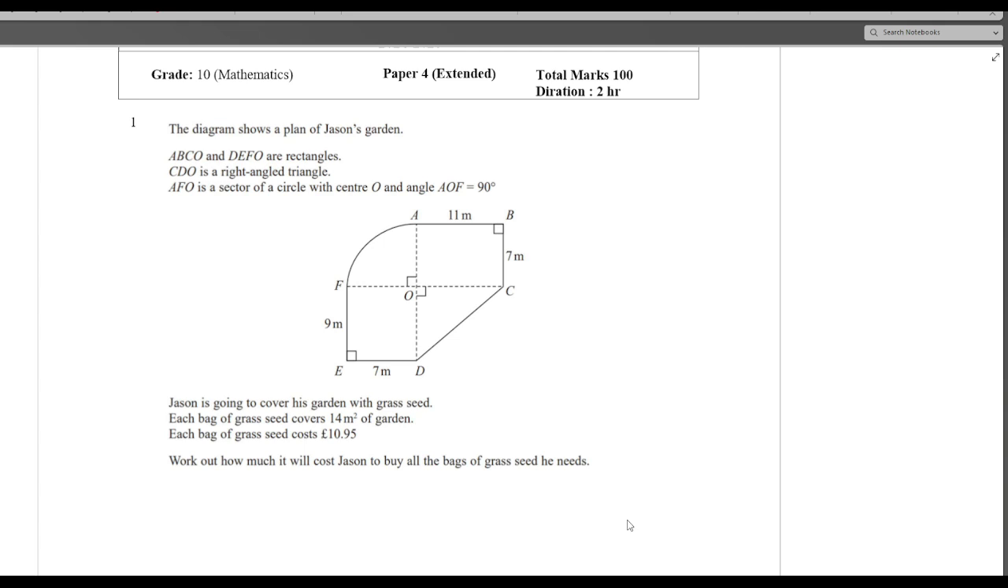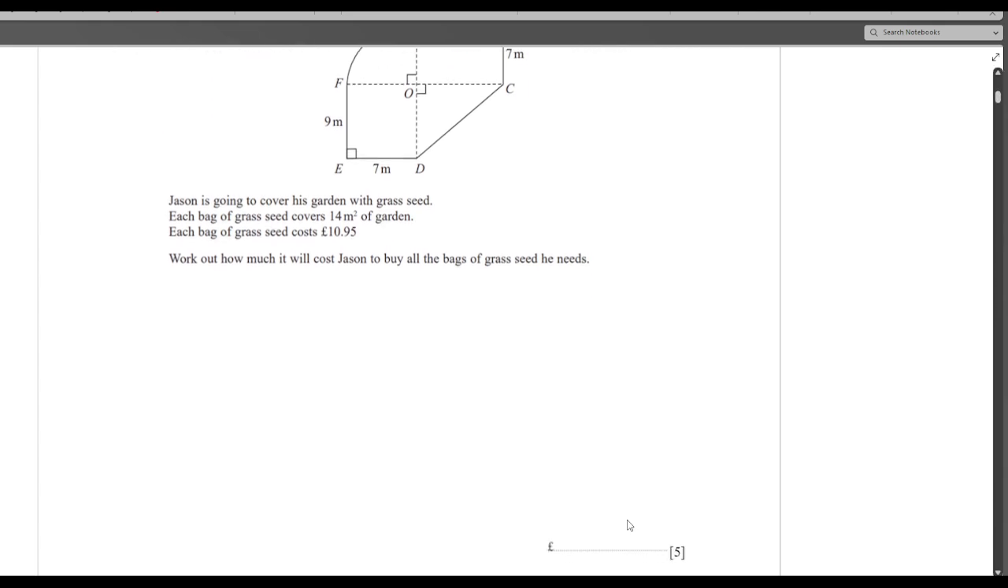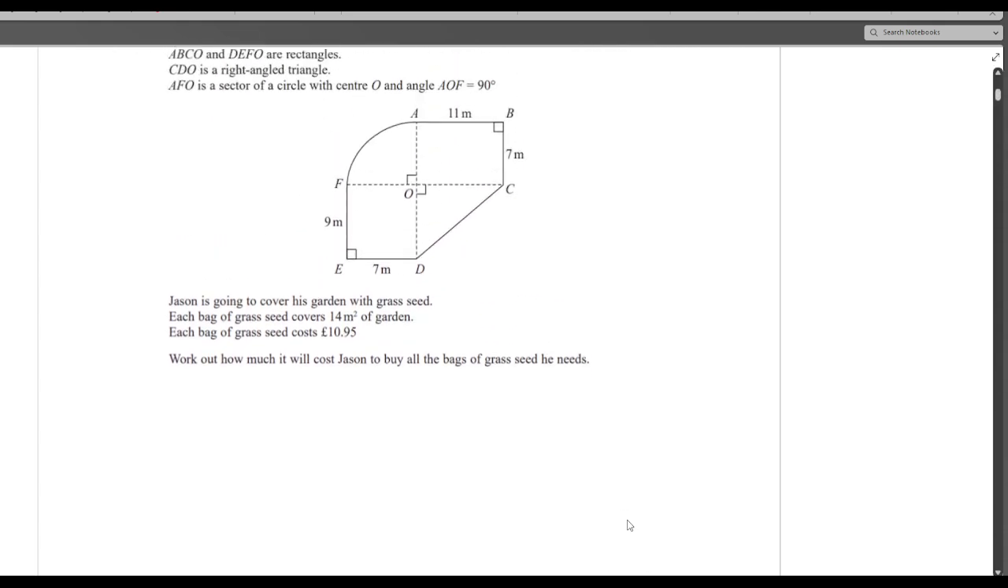Now, a few more pieces of information. Jason is going to cover his garden with the grass seeds. Each bag of the grass seeds covers 14 meters square of the garden. Each bag of the grass seed costs 10.95. Okay, so one bag covers 14 meters square and the cost of one bag is 10.95. Now I have to find out how much it will cost Jason to buy all the bags of the grass seed he needs. So the total amount we have to find out.